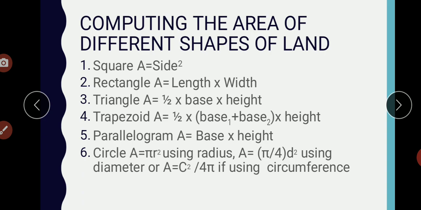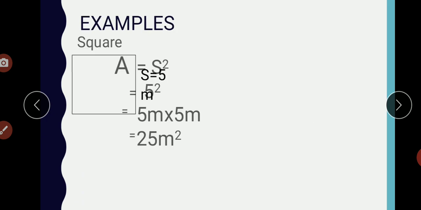For a circle, we have two formulas here. If the given is a radius, the formula is pi r squared. But if the given is a diameter, it is pi divided by 4 times diameter squared. Or the area is equivalent to circumference squared divided by 4 pi if using a circumference. Okay, so these are examples that we will try to compute.